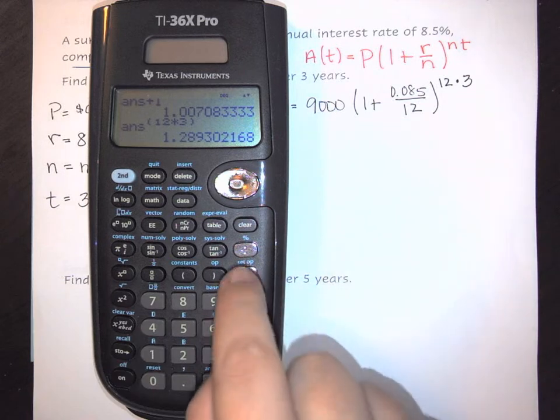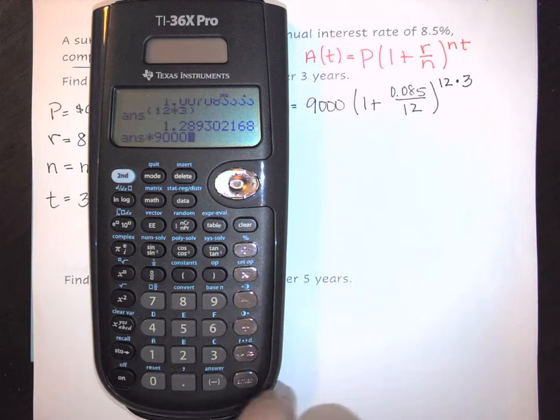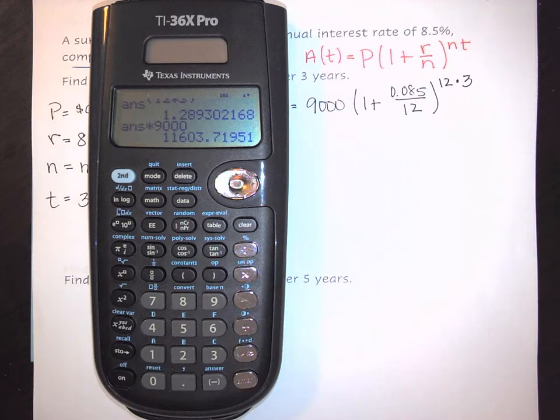And then I have to multiply that number by 9,000. Okay, so there we go. We've got $11,603.72. So that's the long way, doing it step by step.